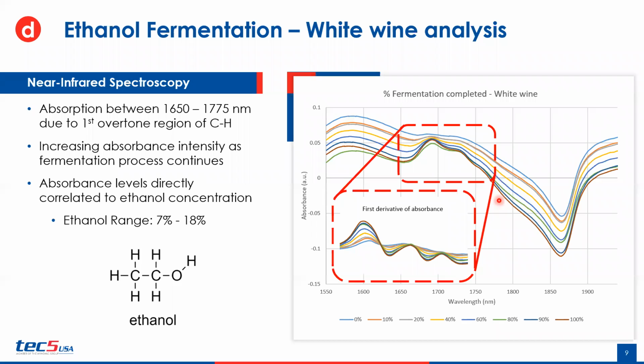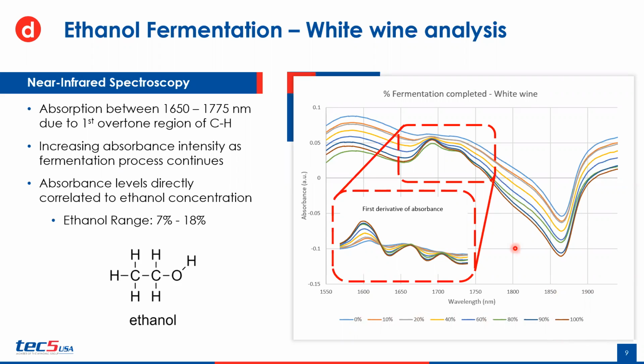Taking a closer look at the ethanol fermentation process for white wine, I have here on the right-hand side spectral results for a white wine fermentation process. You can see on the lower portion of the legend a scale from 0 to 100%. This indicates the percent completion of fermentation, with 0 being the baseline or the start of the measurement, and as you increase to 100%, this is the point where the targeted ethanol levels were achieved.